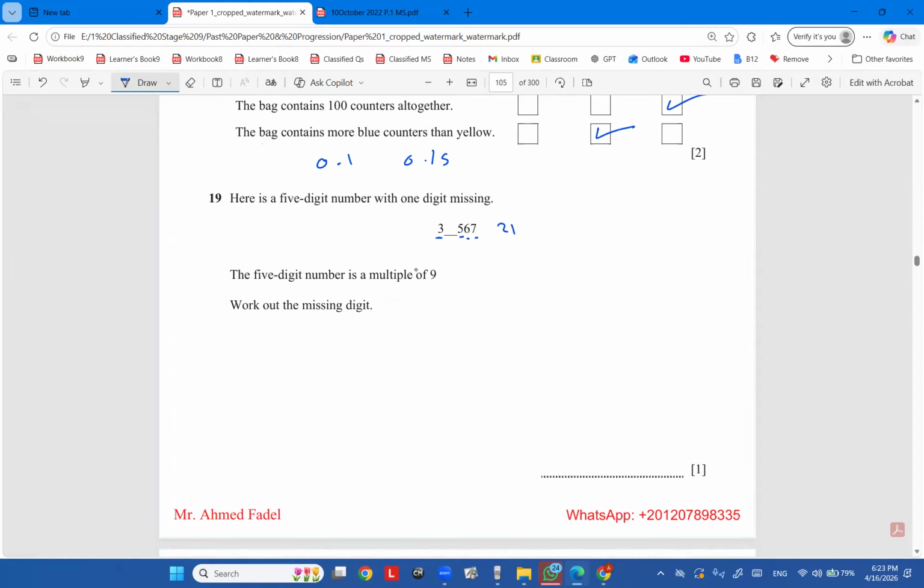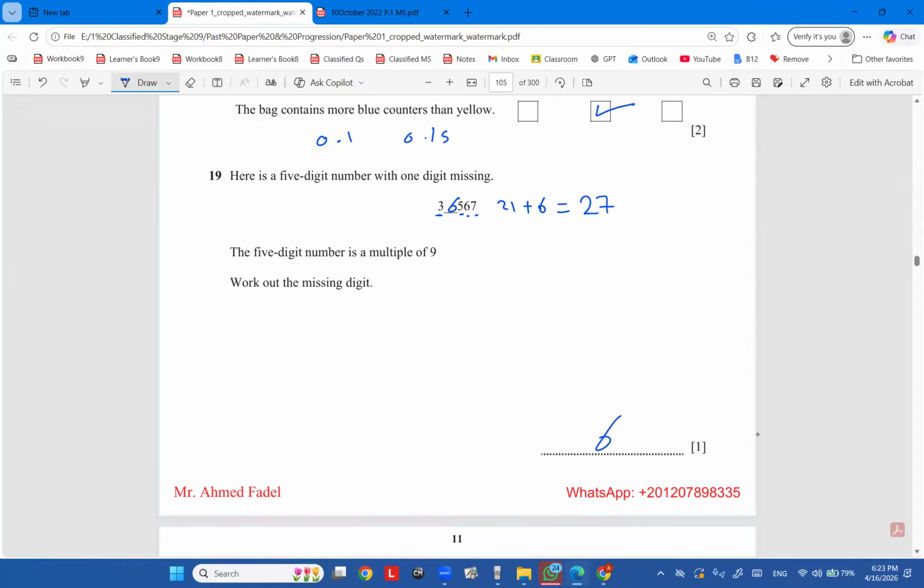There is one more digit that is missing, but I must add it to the 21 so that it becomes a multiple of 9. So the only thing that you can add to 21, and it's only one digit, to become a multiple of 9 is 6. This is the only thing. Now, if you add them up, they're going to give you 27, which is a multiple of 9. So it is 6.